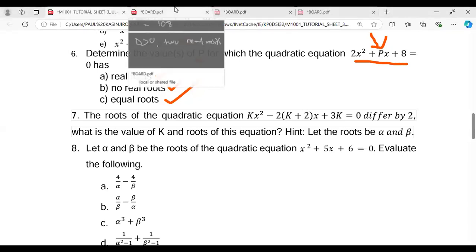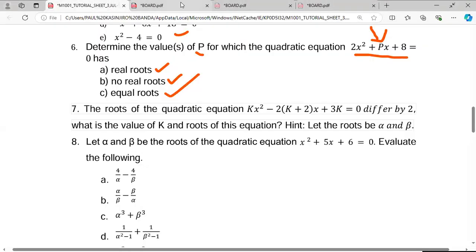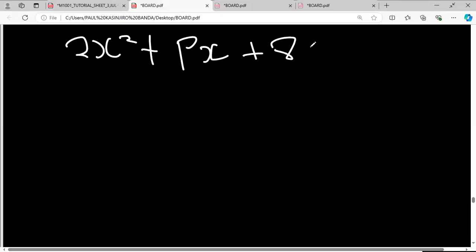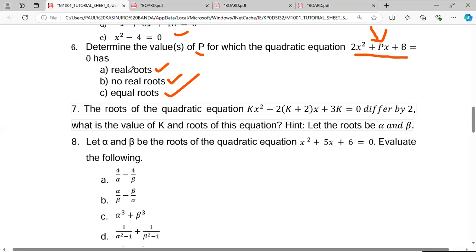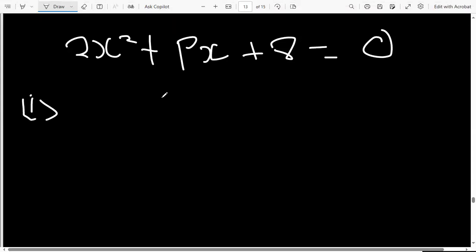So let's solve that now. We have 2x squared plus px plus 8 is equals to 0. We have been asked to find the values of p for this equation to have real roots. So we know that if it has to have real roots, then the discriminant there should be greater than 0. If you want, you can put greater than or equal to, it's the same.